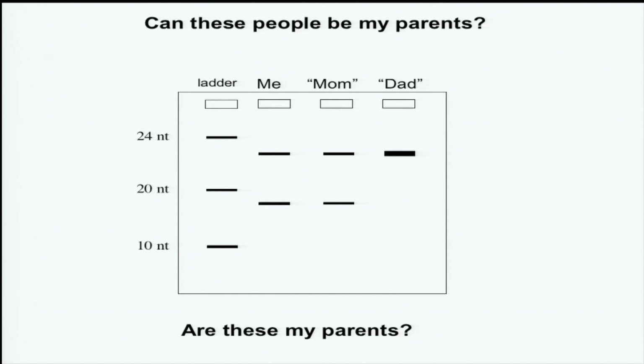The reason that that's true is that, as you can see, the person I refer to as dad only has 1 length of DNA, the 22-letter long version. If this were my dad, he would have to give me the 22-letter long version, and I have that version. I also have a version that's 18 letters long, but so does my mother, so I could have gotten the 18-letter long version from my mother. Therefore, this gel is consistent with these people being my parents, i.e. these 2 people each giving me half of their DNA.